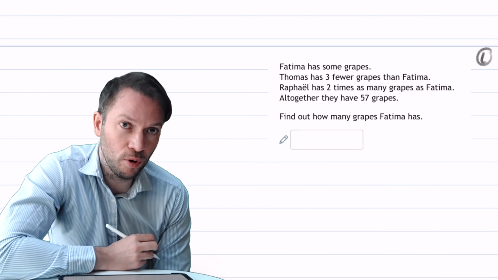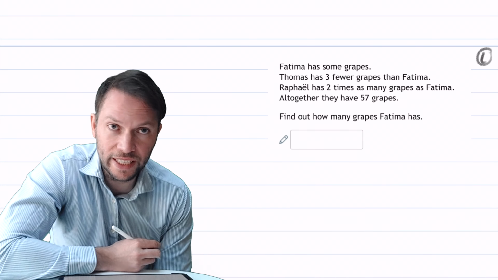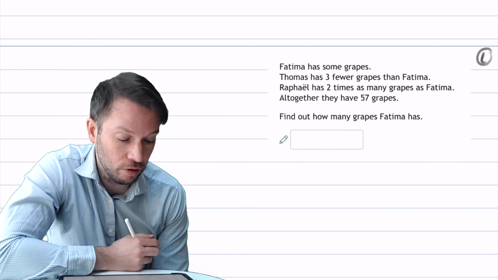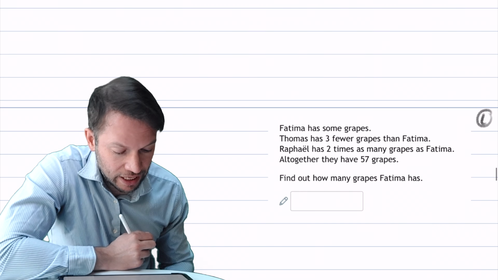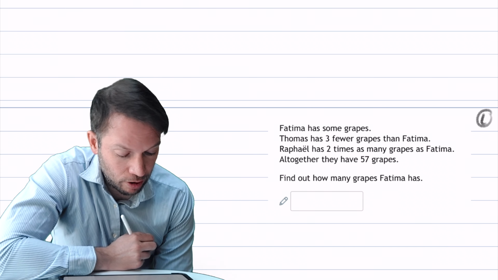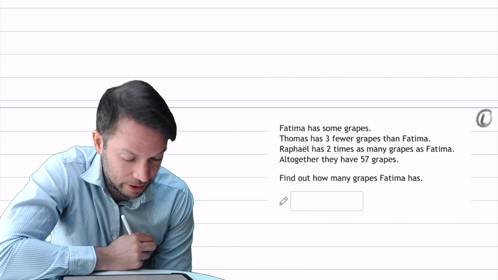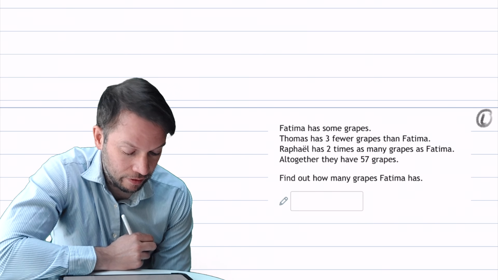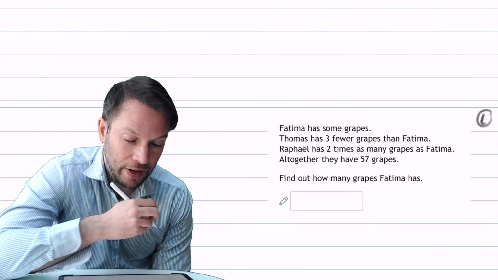In this video, we're going to explore a problem where we're looking at quantities of things and we want to form and solve an equation. Now it says Fatima has some grapes, Thomas has 3 fewer grapes than Fatima, and Raphael has 2 times as many grapes as Fatima. Altogether, they have 57 grapes. Find out how many grapes Fatima has.